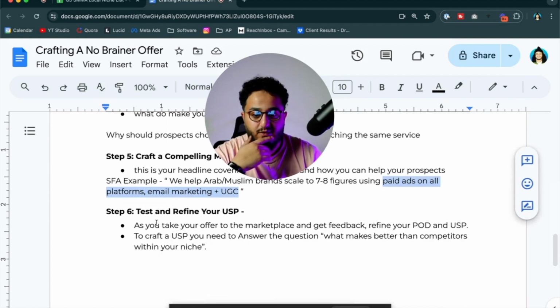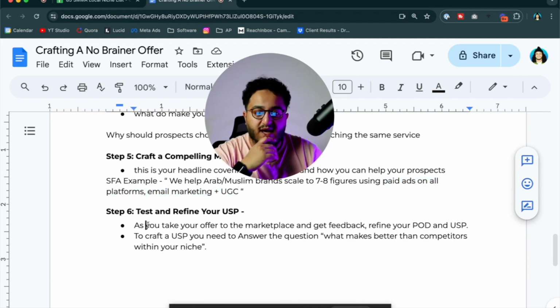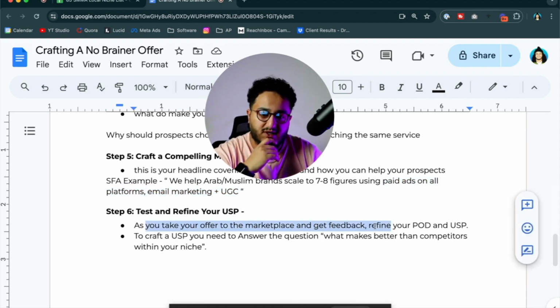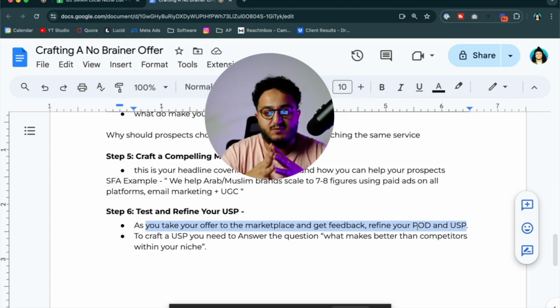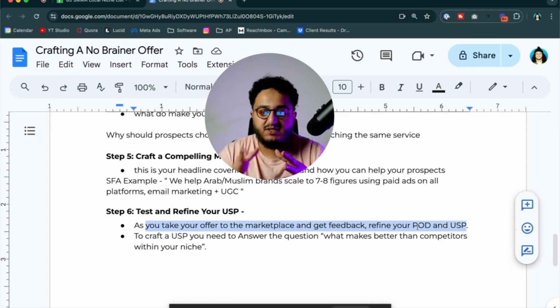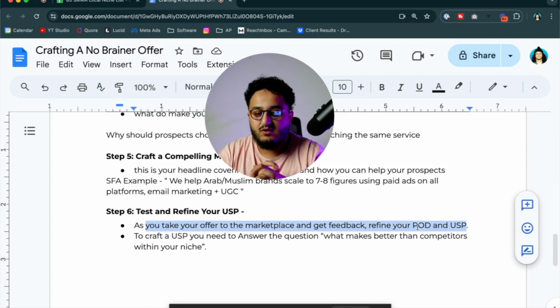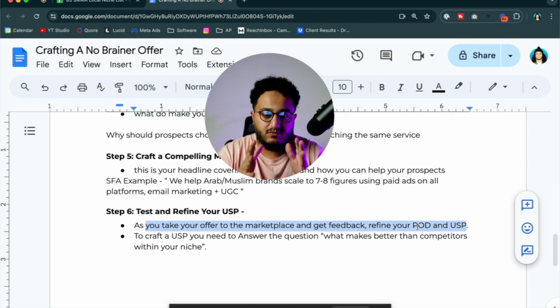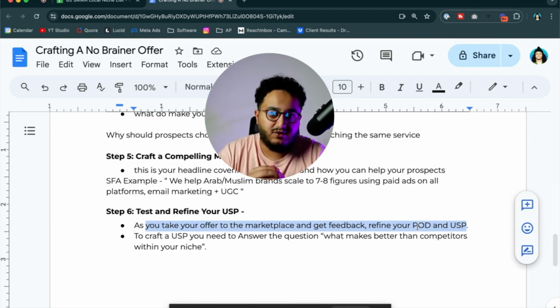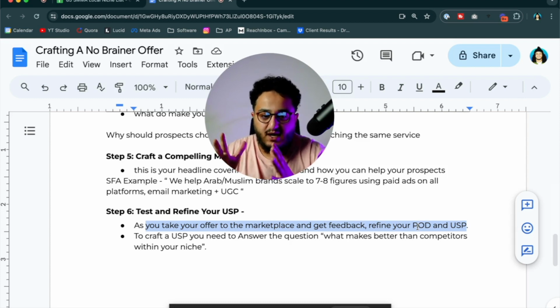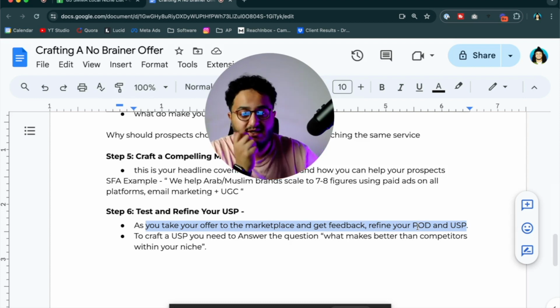Step number 6 is going to be to test and refine your USP. As you take your offer to the marketplace and get feedback, you need to refine your point of difference and your USP. So your point of difference and USP, when you start out, you might not have the best point of difference or you might not have the best unique selling proposition. And it's only until you actually get feedback from the marketplace that you'll understand that I need to refine this because the marketplace is not reacting better to this. Or I realized after being in business for a couple of months that I need to change my point of difference or my unique selling points.